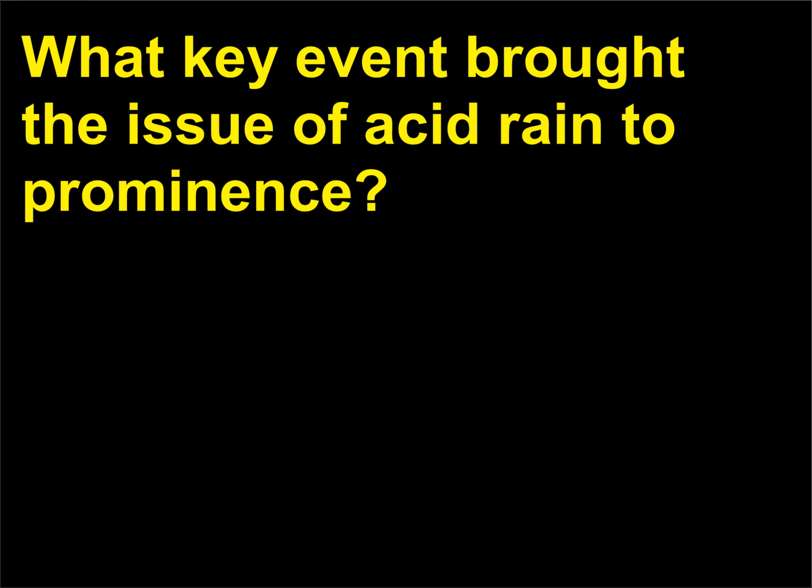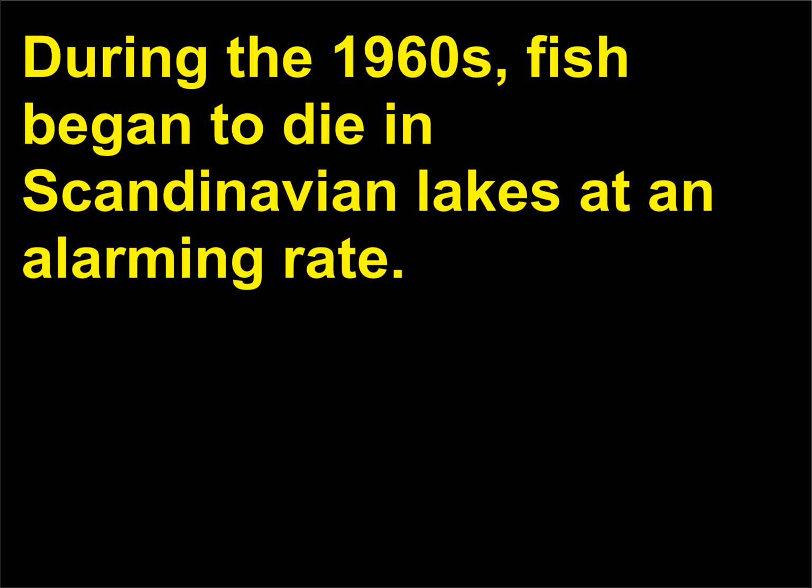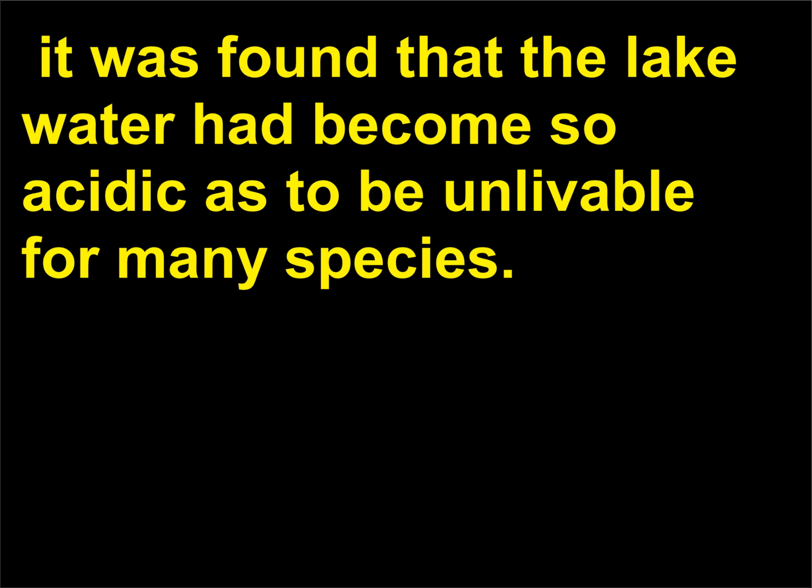What key event brought the issue of acid rain to prominence? During the 1960s, fish began to die in Scandinavian lakes at an alarming rate. When investigated, it was found that the lake water had become so acidic as to be unlivable for many species.